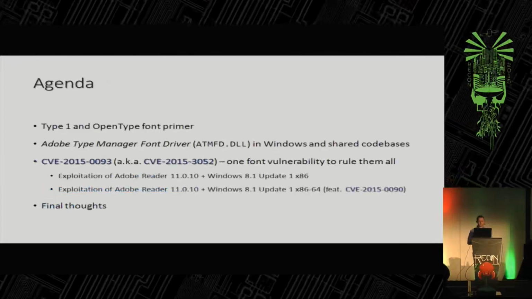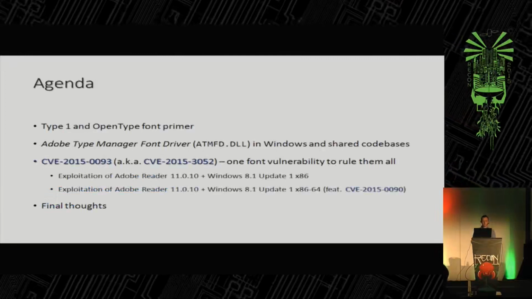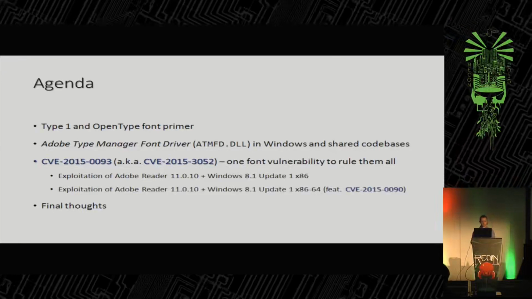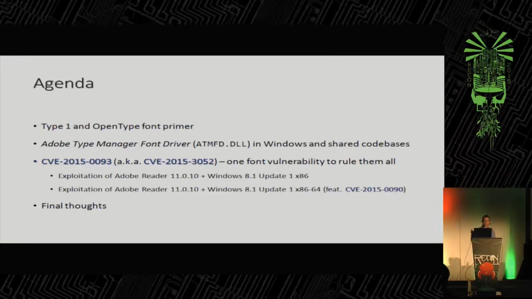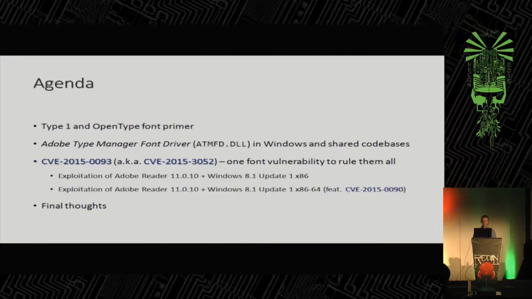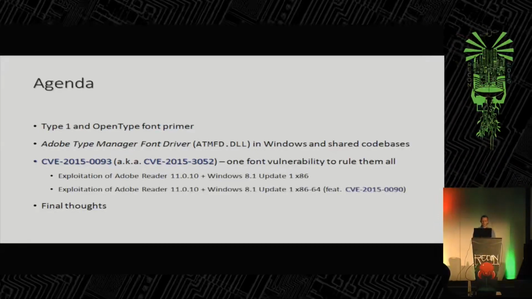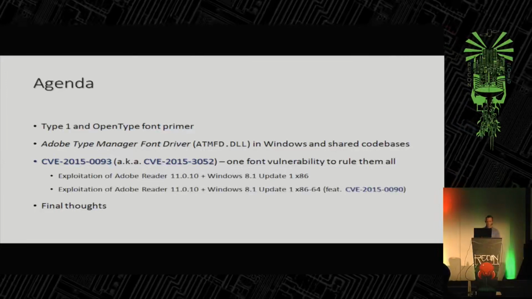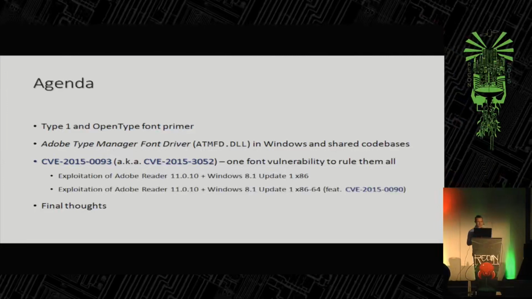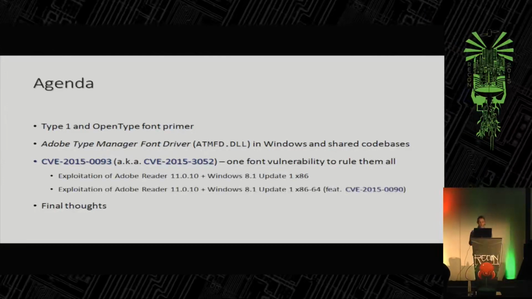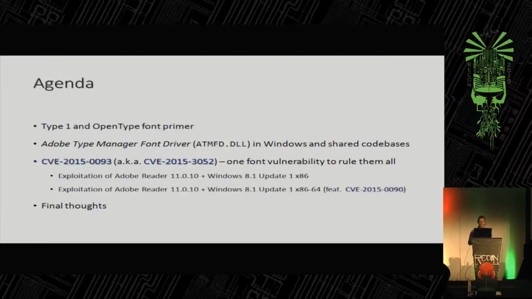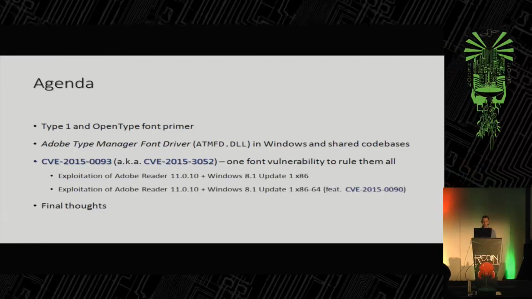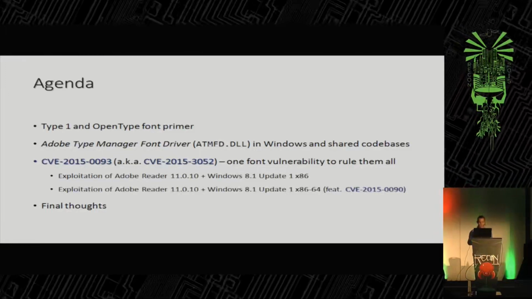So today we will talk, first, about the general structure of Type 1 and OpenType fonts. Then we'll talk about what the Adobe Type Manager font driver is in the Windows kernel, and what other code bases also share the same code, because this is actually going to be quite an important part of the talk. And then we'll talk about exploitation of one specific vulnerability, which has two CVEs assigned to it, but it's actually one bug. First, we're going to own Adobe Reader 11 on Windows 8.1 32-bit, and then we're going to do the same thing on 64 bits with the help of another vulnerability. And then I will provide some final thoughts.